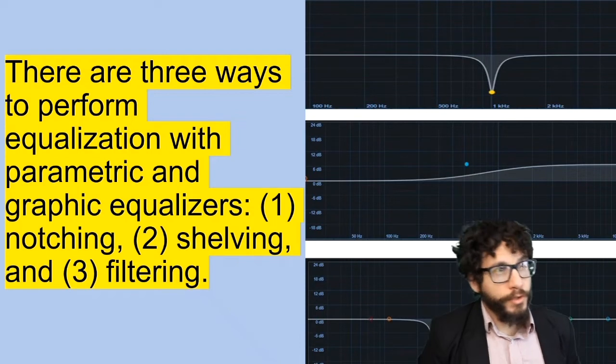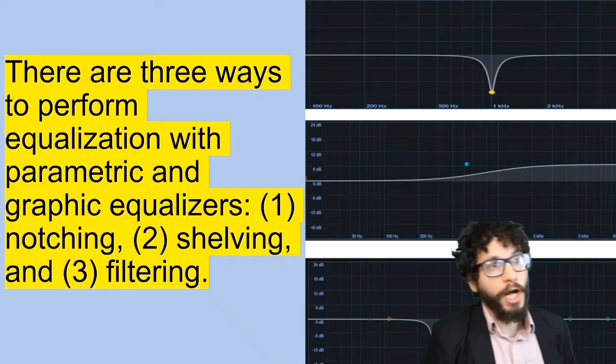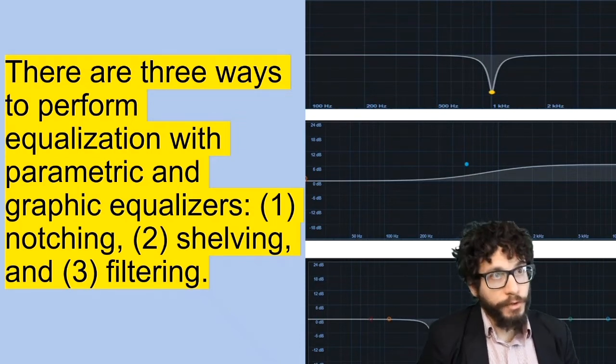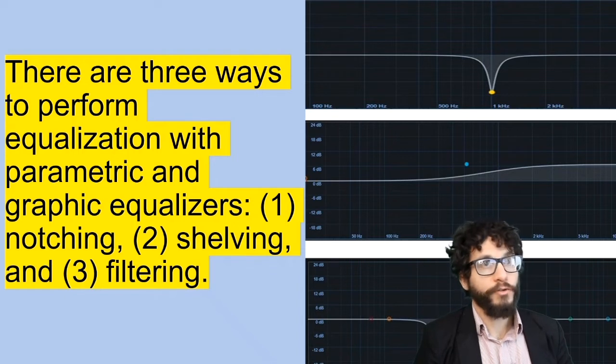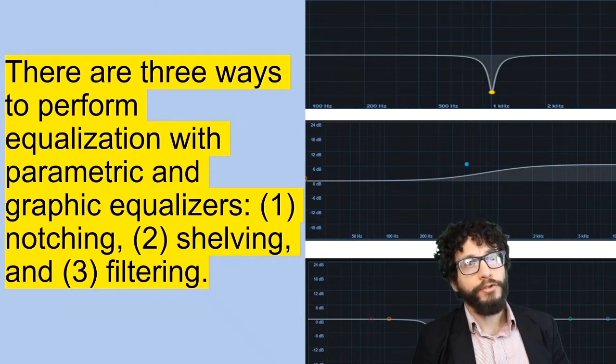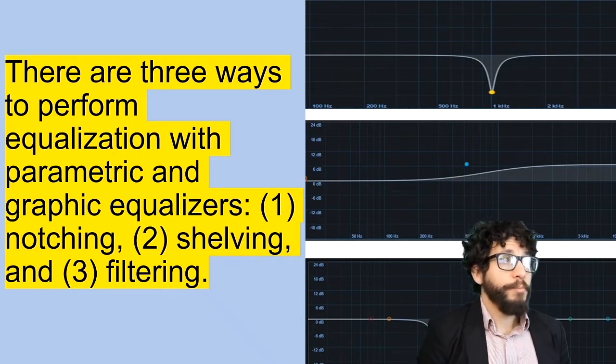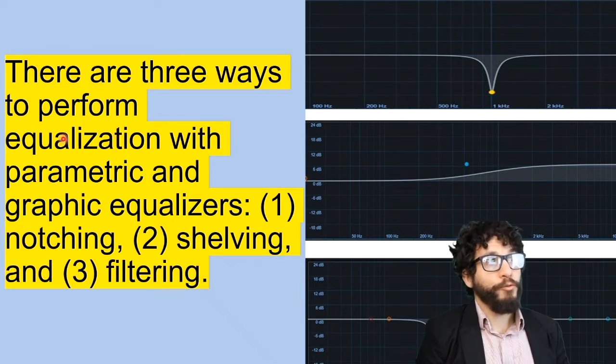Okay, so now that we know that there are 3 types of equalizer, fixed frequency, parametric, and graphic, let's take a look at how you use them. And as it happens, there are 3 ways to perform equalization. This is a story of 3s. You can do notching, or shelving, or filtering.